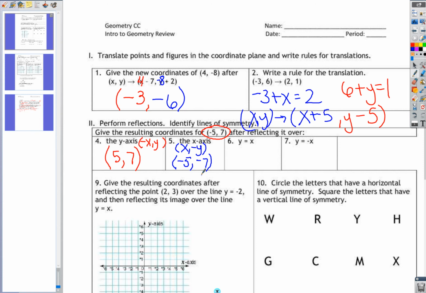What if I reflect over my line y equals x? It's y comma x.